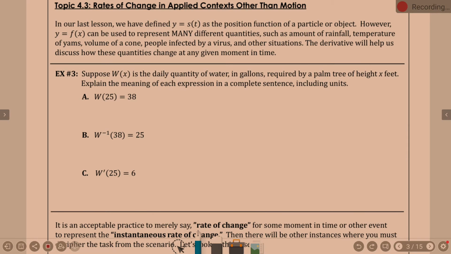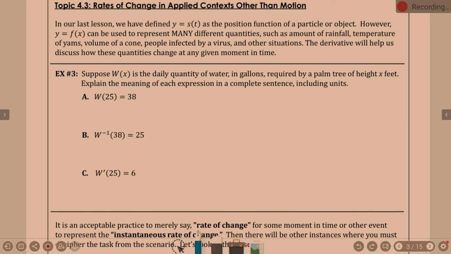Last lesson, we defined S of t as the position function of a particle or object. However, y equals f of x can be used to represent many different quantities, such as amount of rainfall, temperature, volume of a cone, people infected by a virus. The derivative will help us discuss how these quantities change at any given moment in time, right? Because remember, derivative is slope of the tangent line, and slope is rate of change. So when we talk about derivative, it's rate of change here.